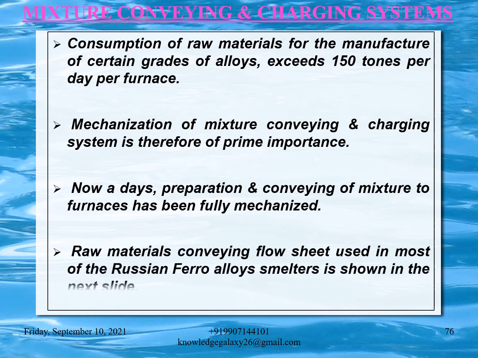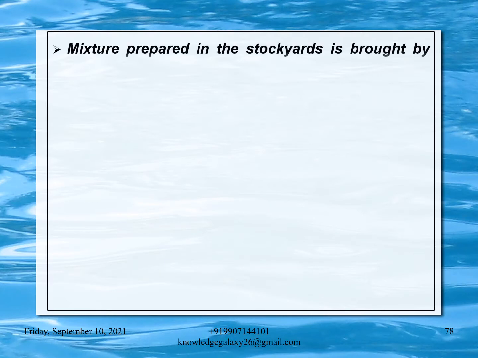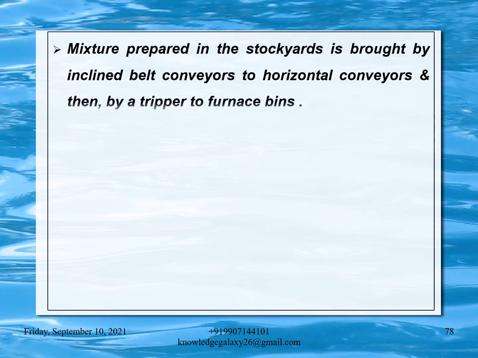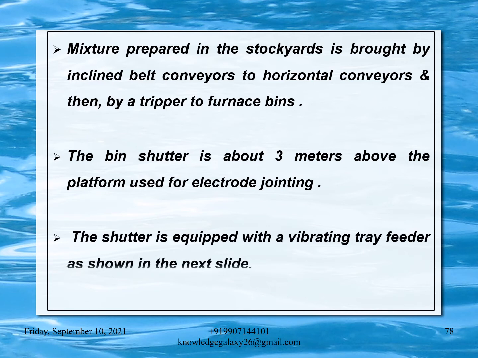The raw materials conveying flow sheet used in most of the Russian ferroalloys smelters is shown in the next slide. Mixture prepared in the stockyards is brought by inclined belt conveyors to horizontal conveyors and then by a tripper to furnace bins. The bin shutter is about 3 meters above the platform used for electrode jointing. The shutter is equipped with a vibrating tray feeder as shown in the next slide.